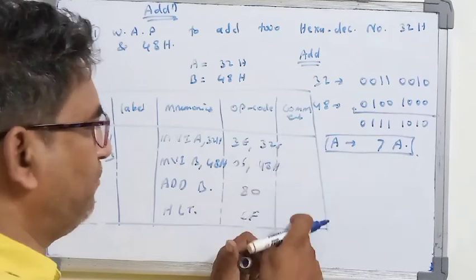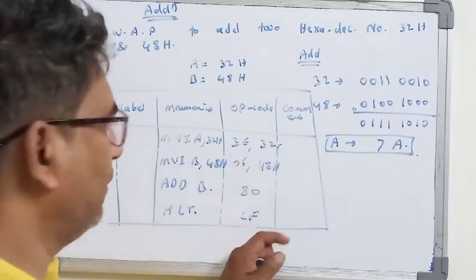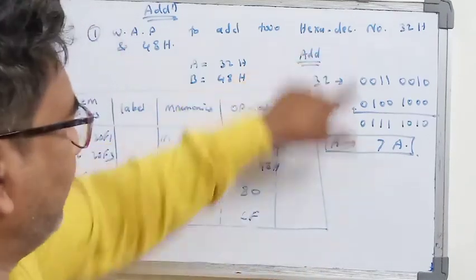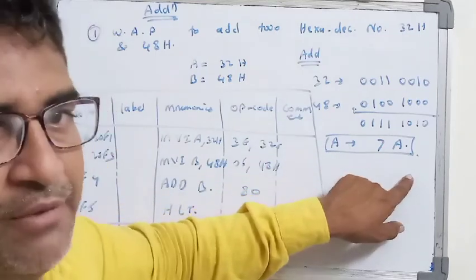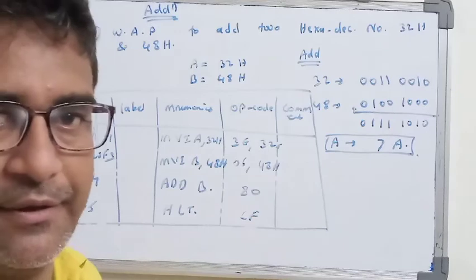Okay, so it is very much simple. It is homework for you to do. Okay, and the result will be stored in the accumulator, with 7A as the answer. This we will see in the kit. Okay, students.